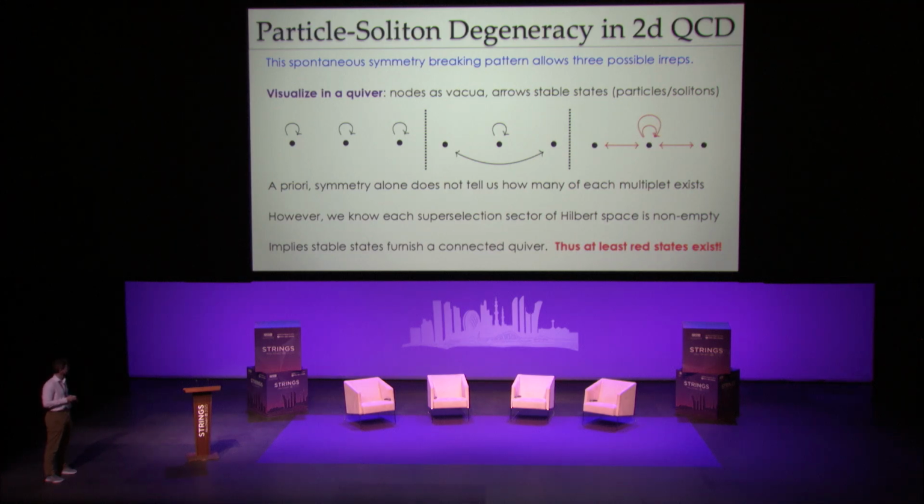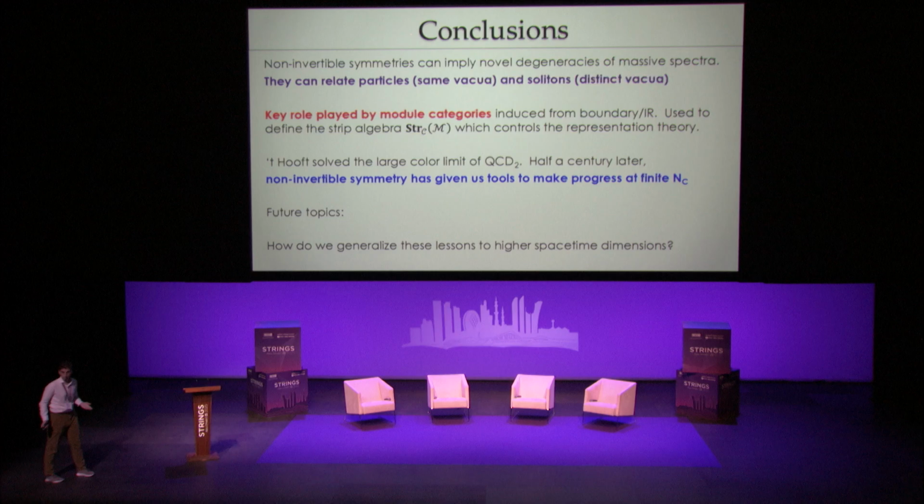Okay, let me conclude. What did I tell you? Non-invertible symmetries can imply novel degeneracies of the massive spectrum. That's the main takeaway message here. They can relate particles and solitons, something that ordinary symmetries could not do. And this is a computable framework. There was a key role played by module categories. That was where we got all our technical power.